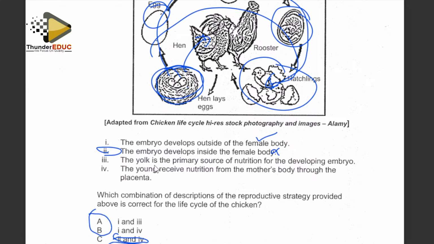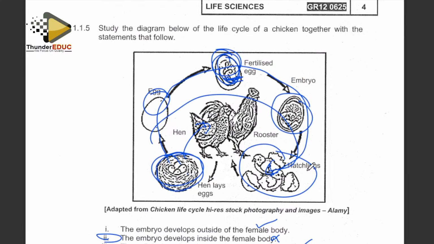The yolk is the primary source of nutrients. Yes, because it is outside the female's body. This is correct. The young one receives nutrients from the mother through the placenta. How can it receive it through the placenta when the baby is not inside the mother?